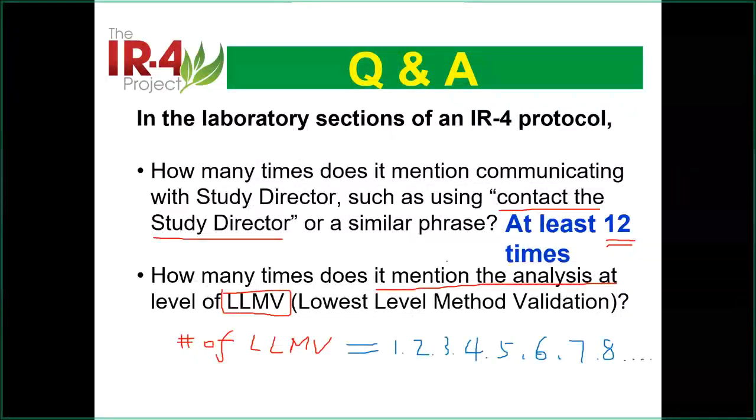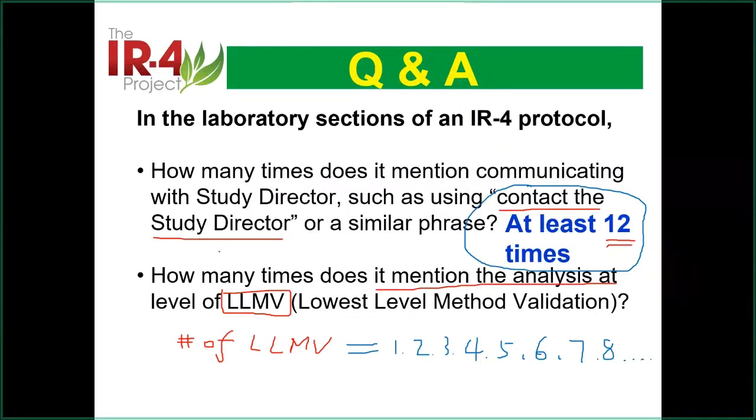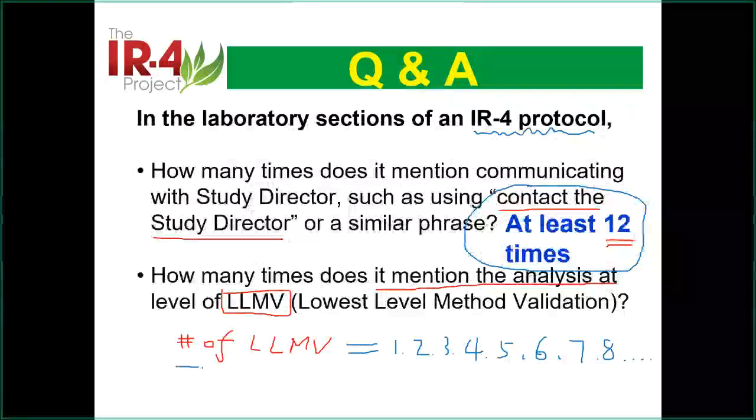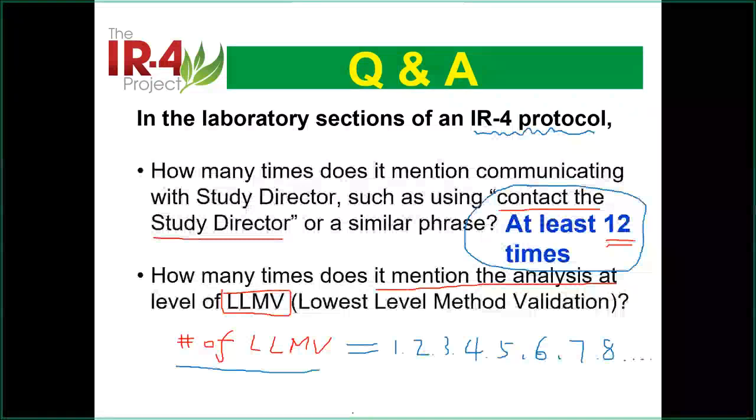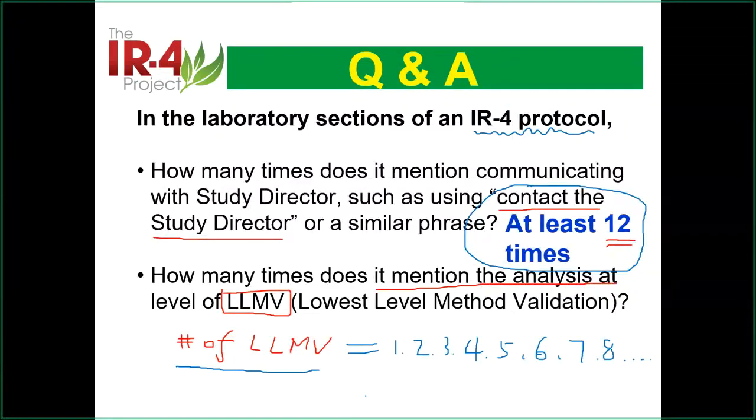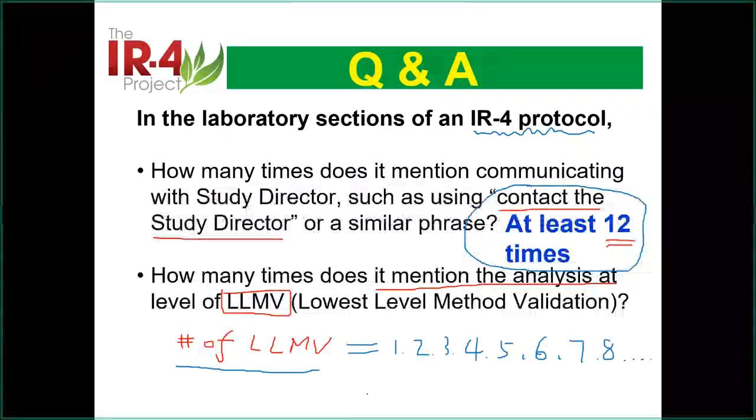We got the first question answered here. I think it's 14 or 15, but at least 12. Okay, so in this protocol, in the IR4 protocol, how many LLMV should we do and why? Any answer? Type in the chat box, please.